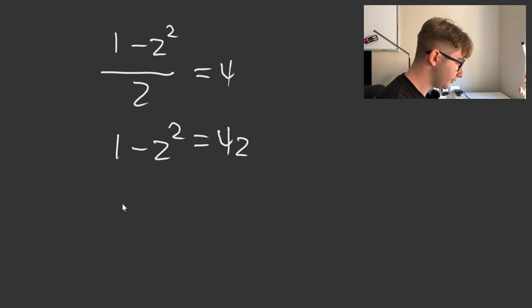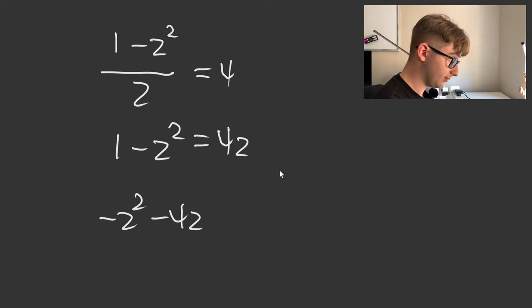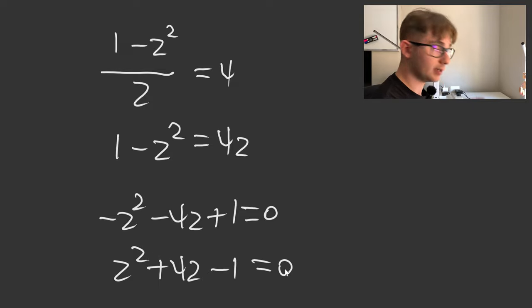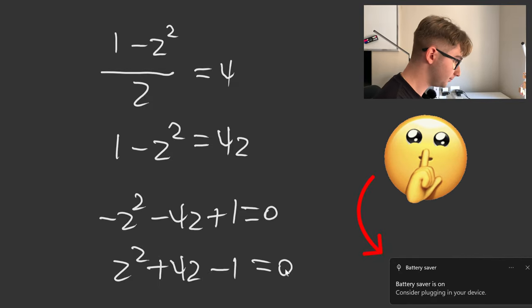So then we're going to have negative z squared, bring the 4z to the side, so we're going to have minus 4z. We have the 1, so that's going to be plus 1. And of course, we can then multiply both sides by negative 1, so then we're going to get z squared plus 4z minus 1 equals 0. Let's use the quadratic formula to solve for z.